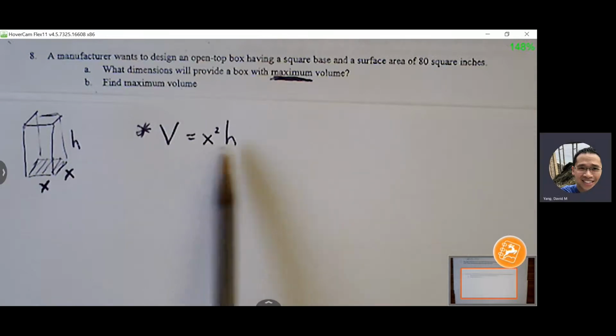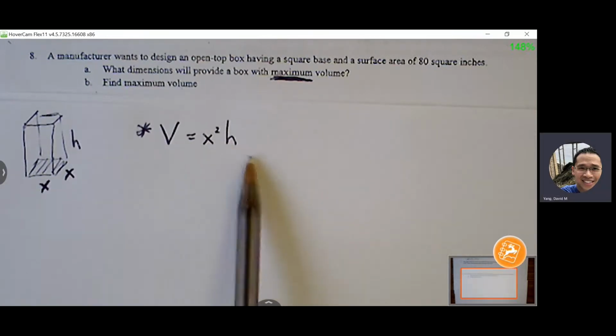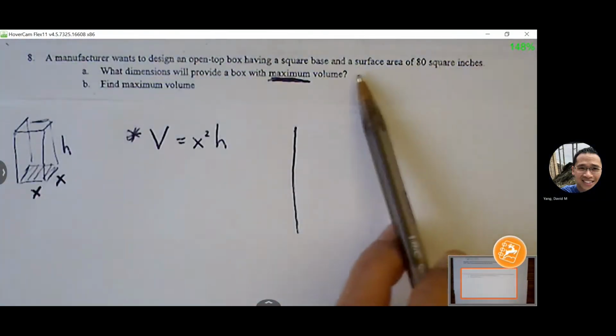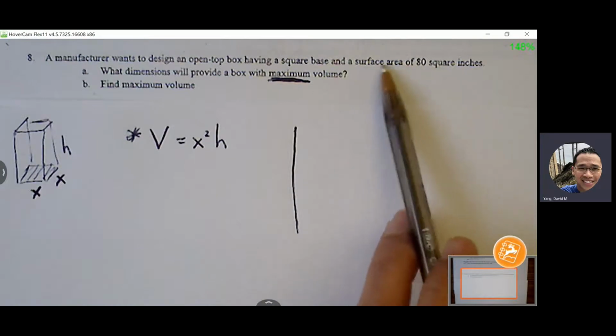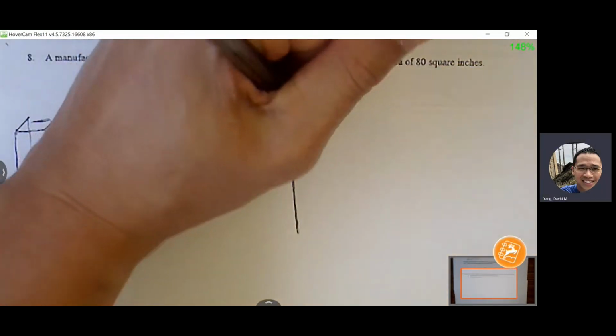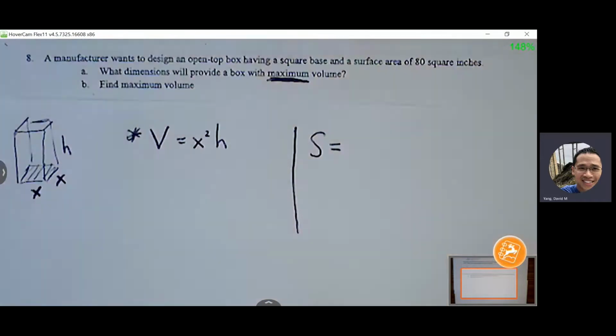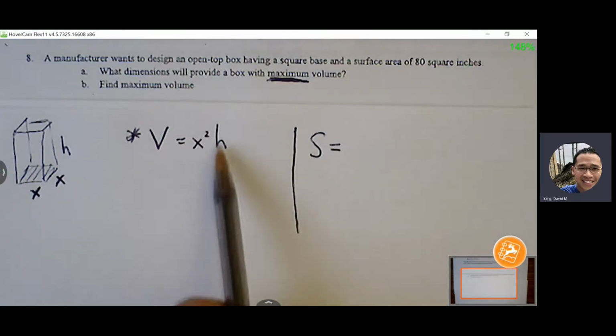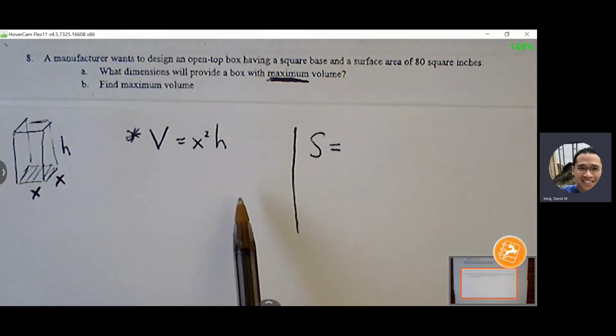Too many variables, right? So we have to get it down to one variable. So we need a supporting equation. The supporting equation is going to come from this other information here, surface area. Okay. So let's build our surface area equation because we know that's going to be the equation that's going to help us get to a point so that we can find the derivative.